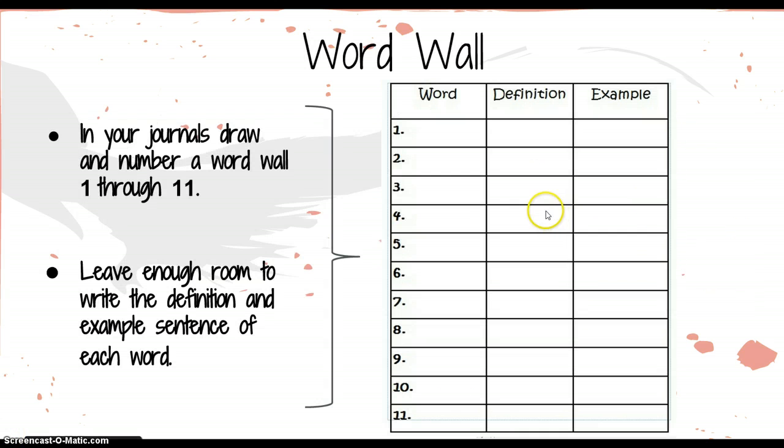Just like you've done in the weeks before, we're taking our notes via a word wall. In your journals, draw and number a word wall 1 through number 11. Leave enough room to write the definition and example sentence of each word. If you want to reference how to make a word wall, go ahead and go to our vocabulary website and watch the video under Notes.